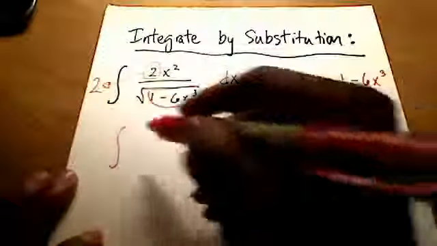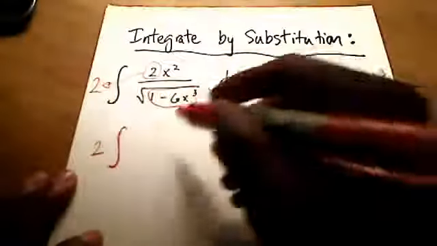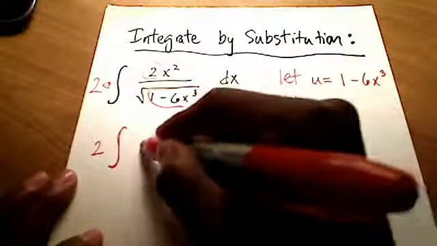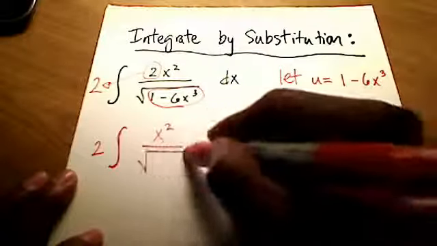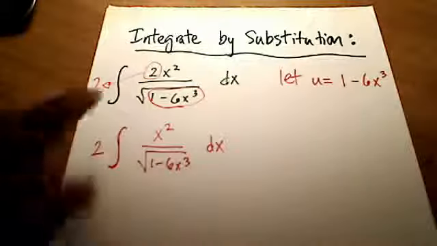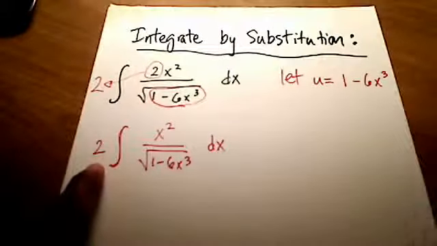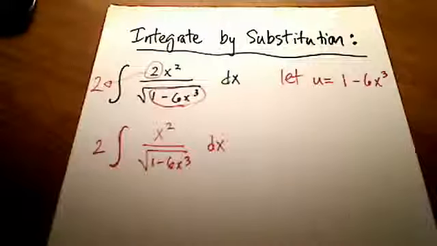Let me write this as the integral times 2. There's my 2 out front. So now I've got x squared over the square root of 1 minus 6x to the third dx. Okay, so maybe I should do that now, just bring the 2 completely out front since it's a constant multiple. Alright, now back to this.